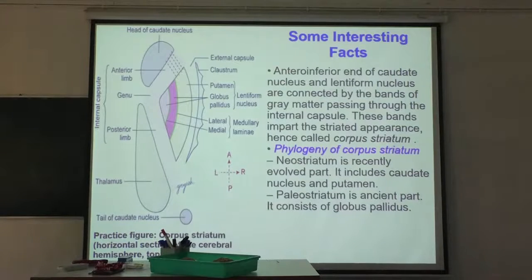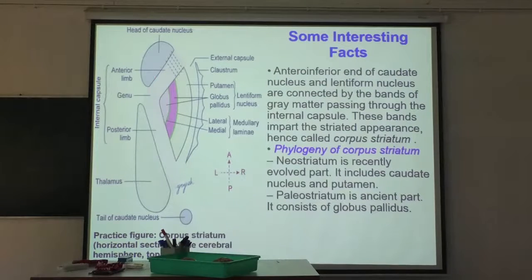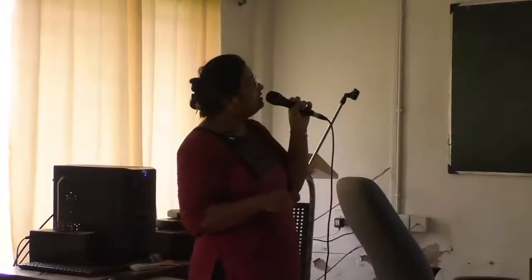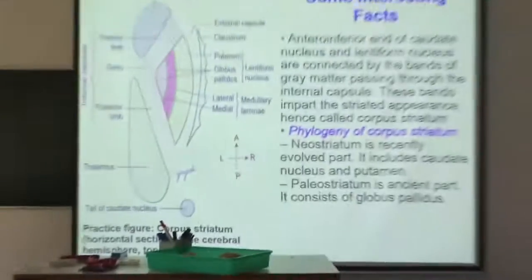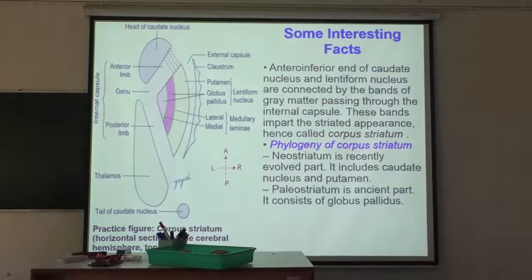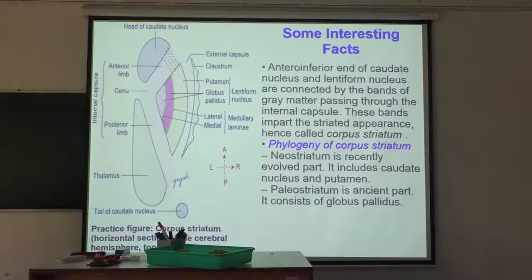And here you can see this is the head of the caudate nucleus. It is a C-shaped structure covering over the thalamus, and the tail is located posteriorly here. Here is the section of the tail of the caudate nucleus. And see here, the anteroinferior end of the caudate nucleus and the lentiform nucleus, mainly the putamen, are connected via this structure, forming striations, a striated appearance, hence known as corpus striatum. Caudate nucleus and lentiform nucleus together form the corpus striatum.